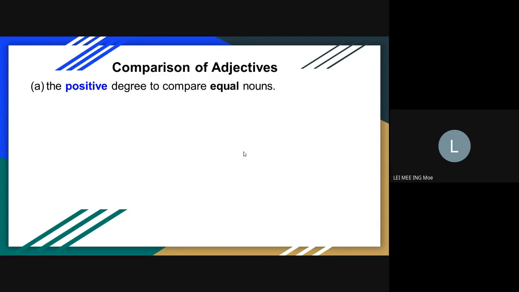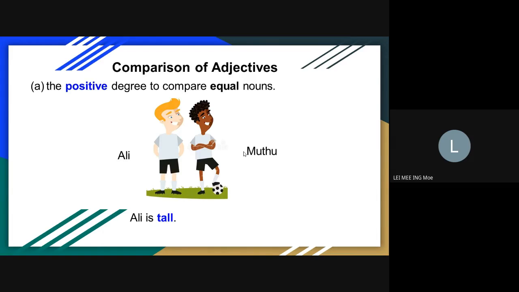For example, I have a boy here named Ali. So Ali is a tall boy. Ali is tall. So tall is an adjective. I have another boy here named Mutu. You look at the picture, they are of the same height, right? Both of them. So how am I going to use this positive degree to write a sentence?